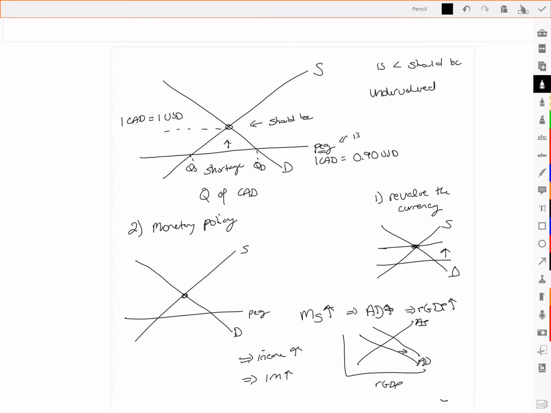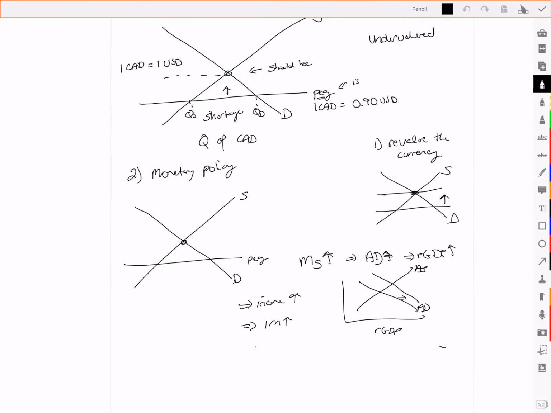And if imports are increasing, then that means demand for foreign currency, like the US dollar, is going to go up. We need more foreign currency to buy foreign goods. Well, if the demand for the US dollar goes up, then that means we have to take our Canadian dollars and trade them for US dollars, so the supply of Canadian dollars out in the rest of the world goes up.